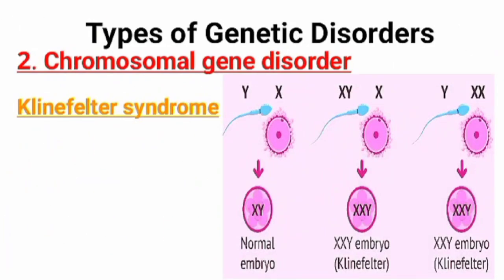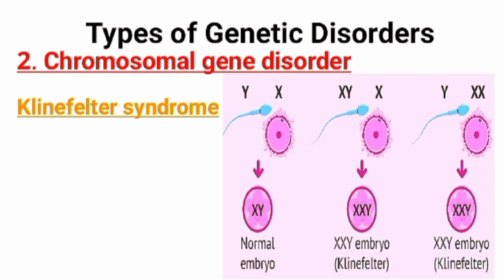Klinefelter syndrome is another example of chromosomal gene disorder. Klinefelter syndrome is a genetic condition caused when someone has two X chromosomes and one Y chromosome. Because people with an XXY chromosome arrangement have a Y chromosome, they are considered genetic males. Most XXY individuals develop as males, often not knowing they have an extra chromosome.